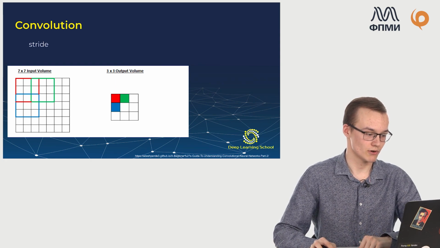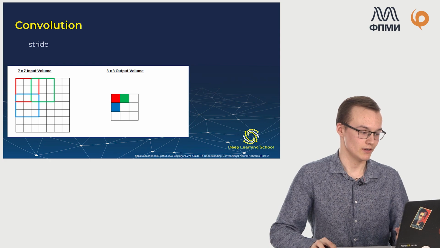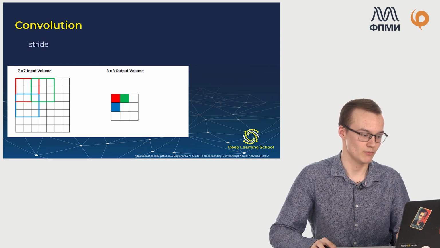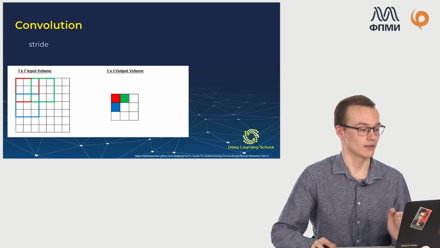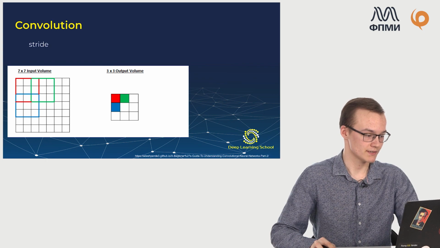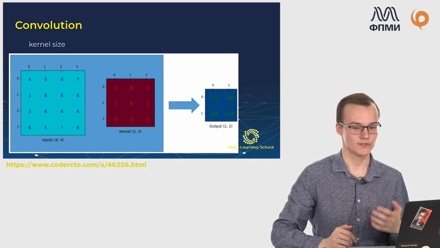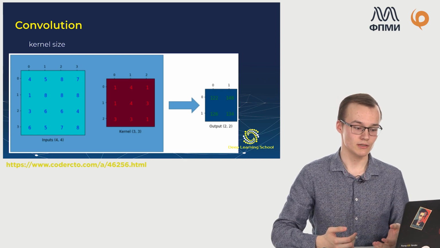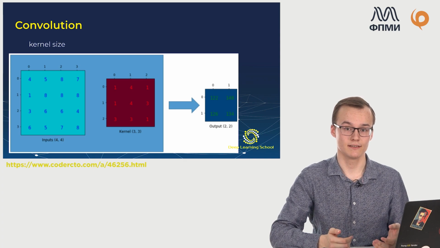Or if we wanted to calculate the value of the blue pixel, we moved our kernel 2 pixels to the bottom. For example, if the stride was 3, then we would have to move that filter 3 pixels to the right or 3 pixels to the bottom. In the visualization we looked at earlier, we applied some predefined filter.